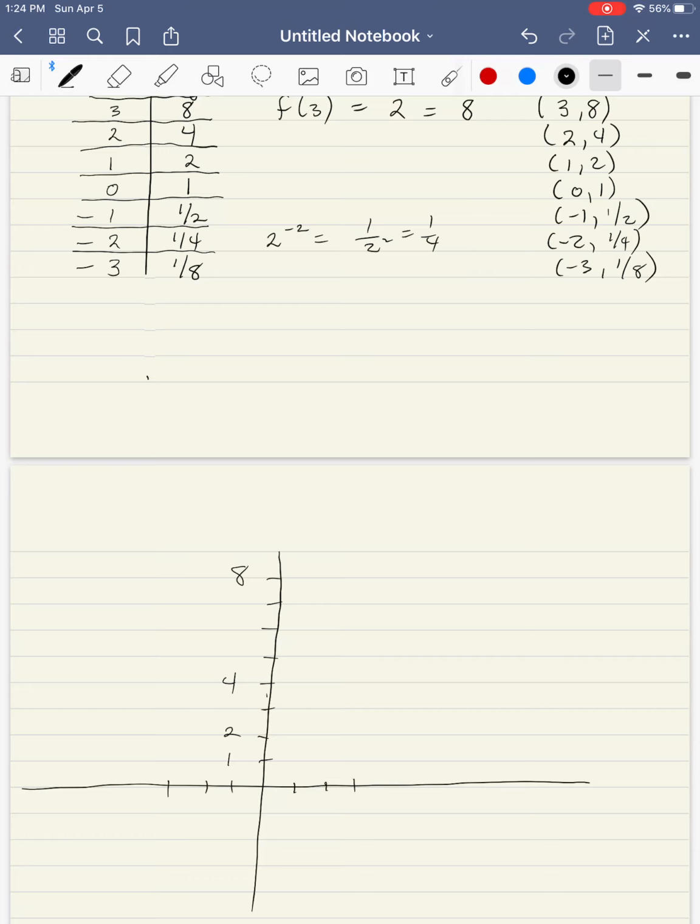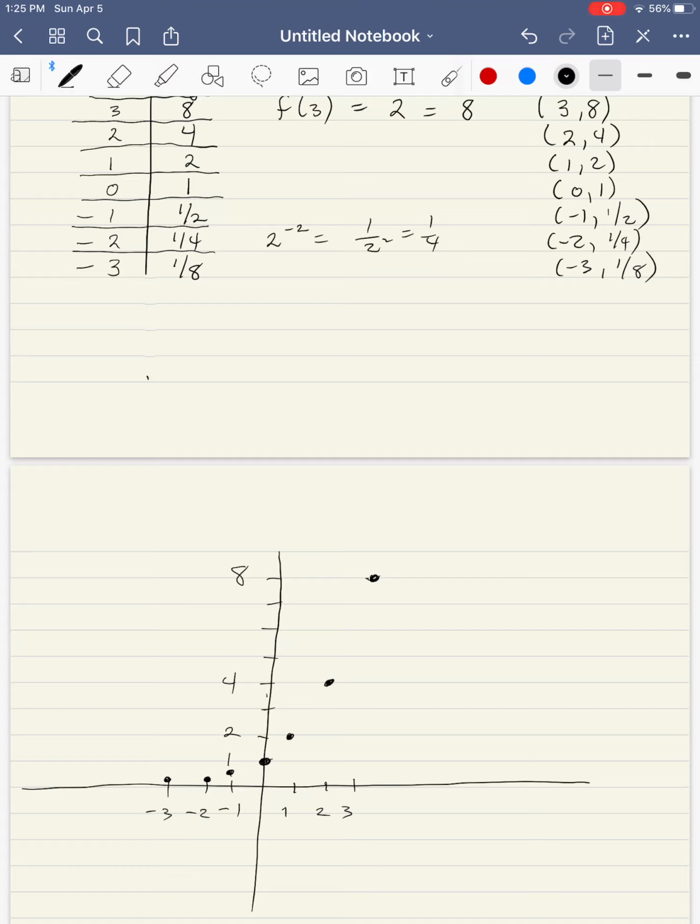These are my x's and my y's. So I plot each of these, (3, 8). And I'm doing this rapidly because hopefully you turned your video off and did this yourself, and you were just looking at my work to check your own. And as I go out here, I'm just kind of eyeballing 1/4, 1/2, 1/8.